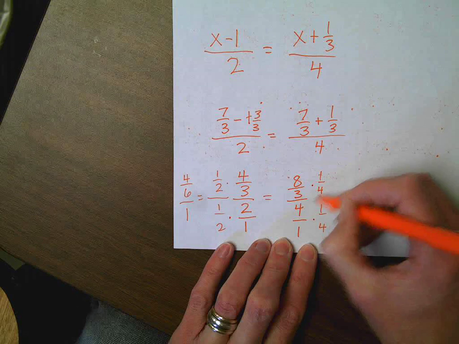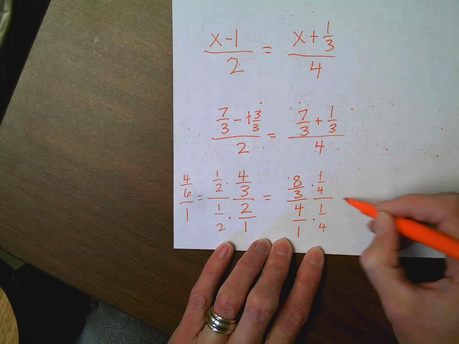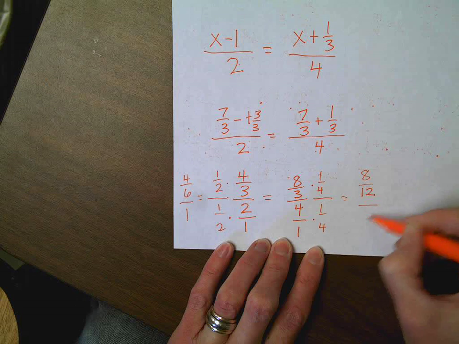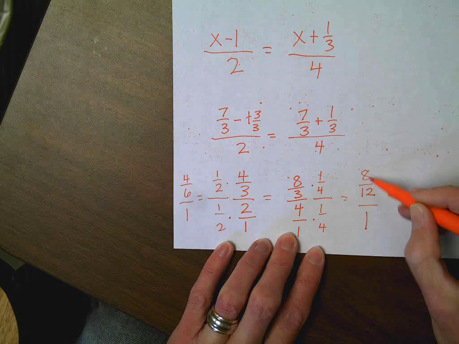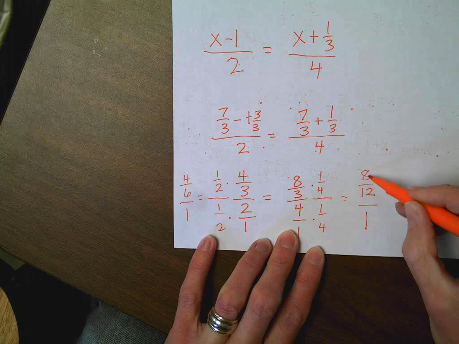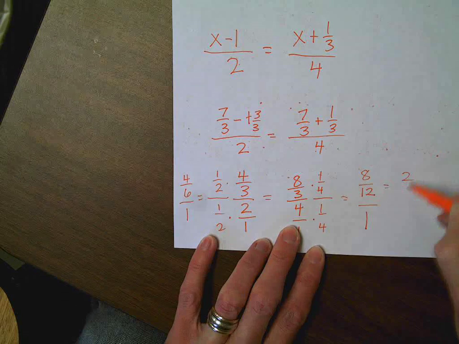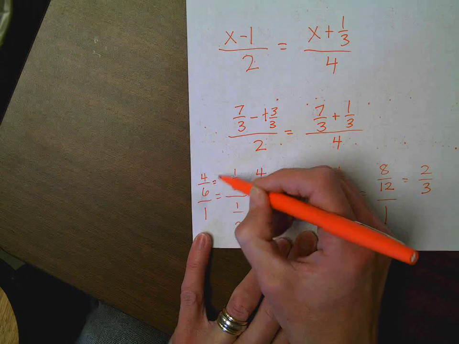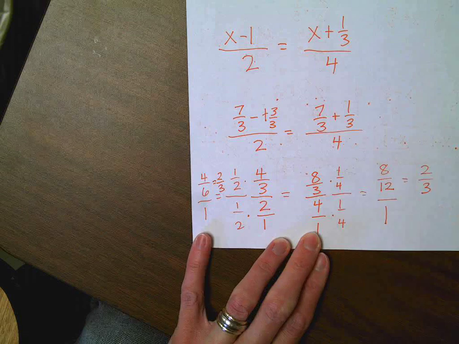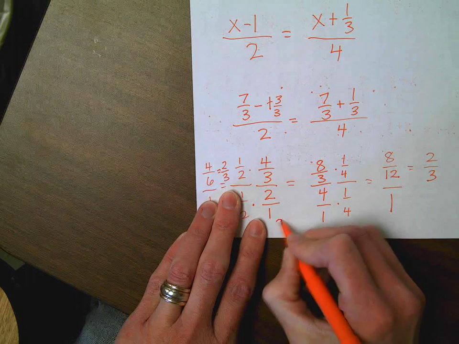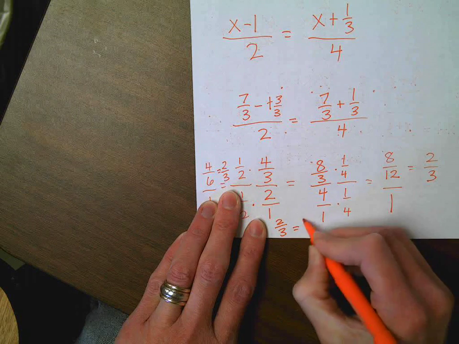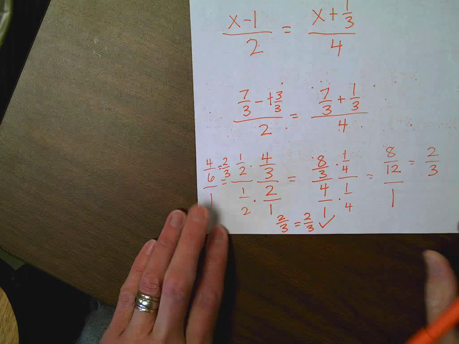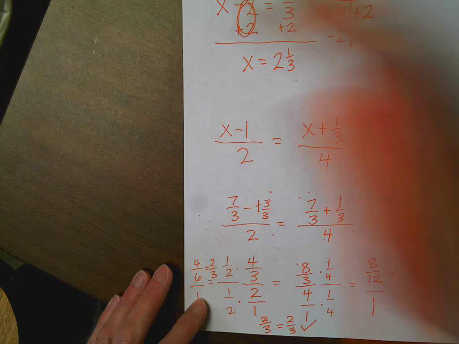Now let's try this side. So we're going to multiply by the reciprocal on both sides, right? And so we get 8/12 over here divided by 1. What does this simplify to? If we divide this by 4 and this by 4, we get 2/3. And then if we divide this by 2 and this by 2, we get 2/3. So does our equation balance? 2/3 equals 2/3, and you did it.